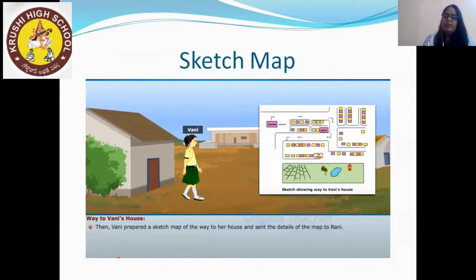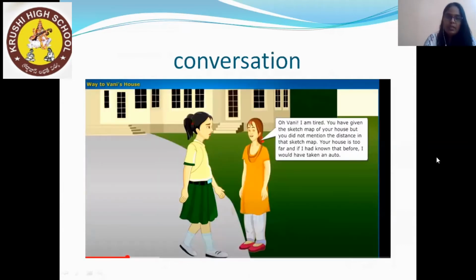Then Vani prepared a sketch map of the way to her house and sent the details of the map to Rani. So finally what Vani did, she prepared a sketch map. So here you can just have a view. This is the sketch map Vani has prepared for Rani, which will help her to trace the house. Now let's see the conversation.